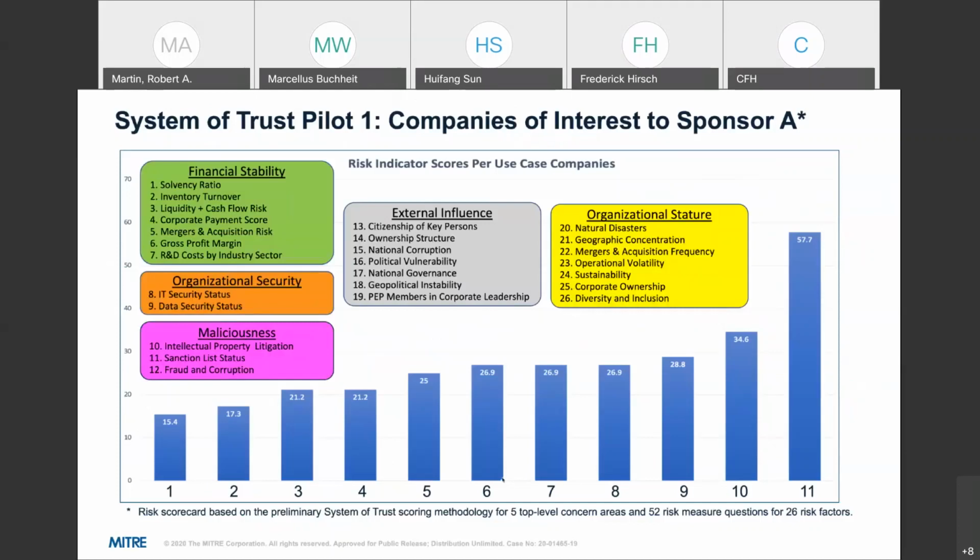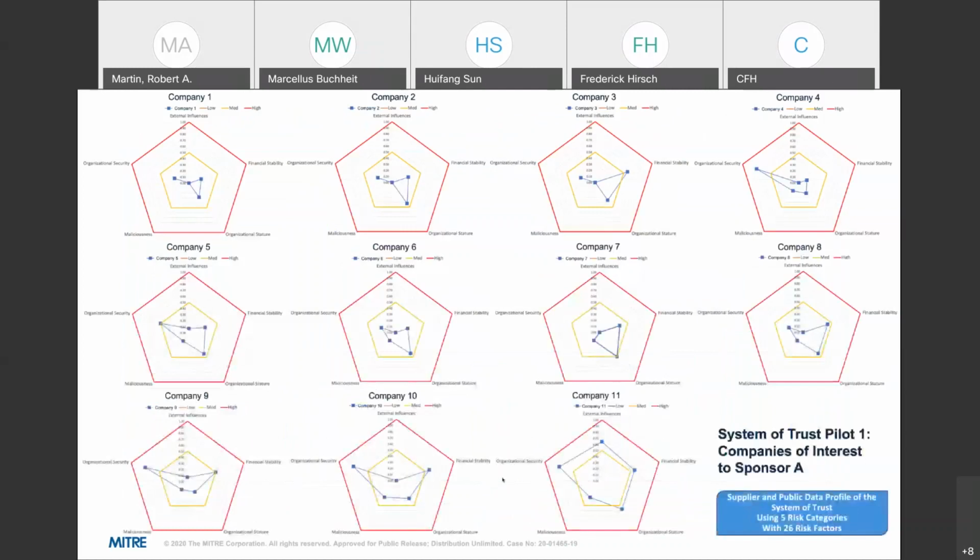So in looking at suppliers, this is 5 of the 7 areas that I walked through: the financial stability, organizational security, maliciousness, external influences, and the organizational stature. So this is a little bit overwhelming, but if you just look at the blue in the top left versus the bottom right, you can see that the area covered by the lines in blue is much bigger in the bottom right. That's basically showing your risk surface area.